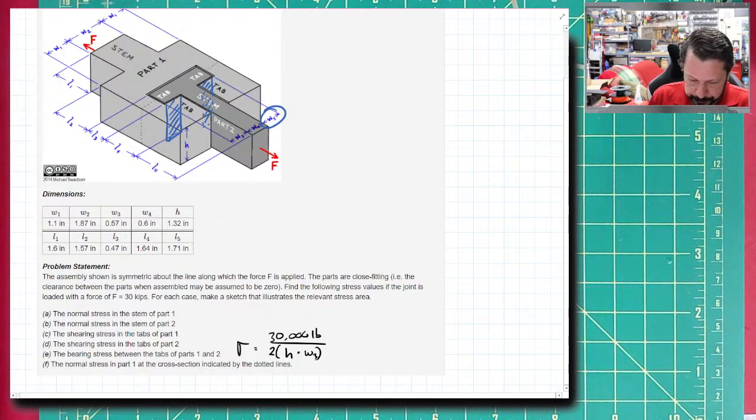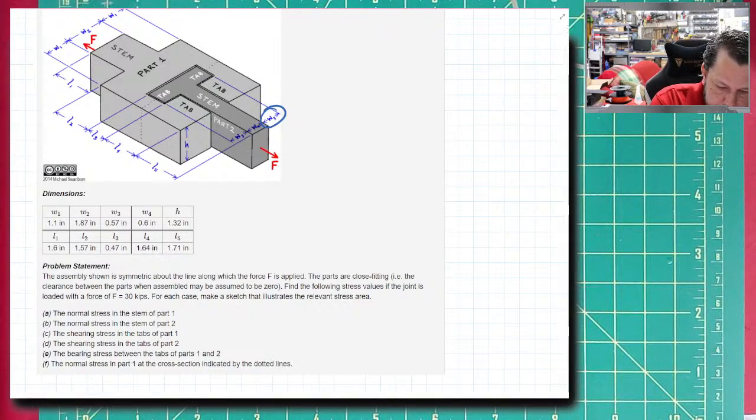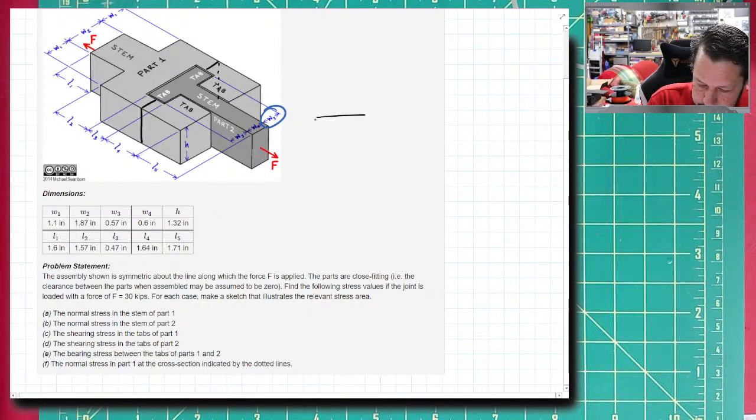And then, finally, the normal stress in part 1, so that's the lighter gray part, at the cross section indicated by the dotted lines. The dotted lines are here, and then there'd be one back there. So what we would do in that case, we might draw this one. Let's just draw a top view. We don't need 3D for this.